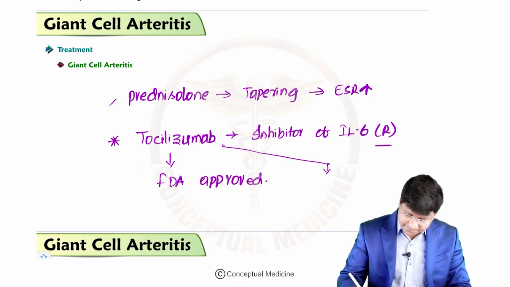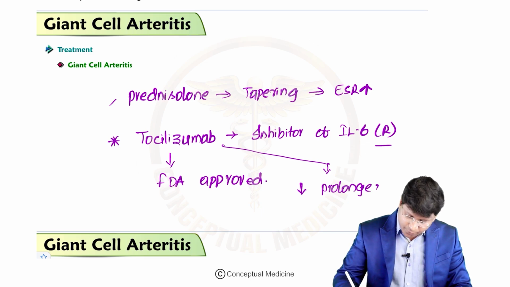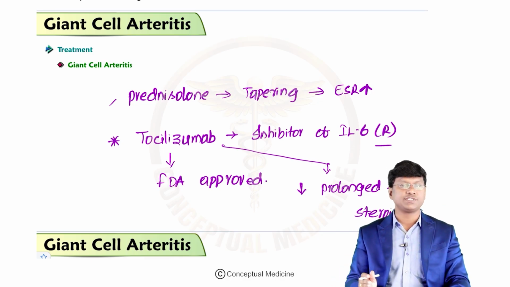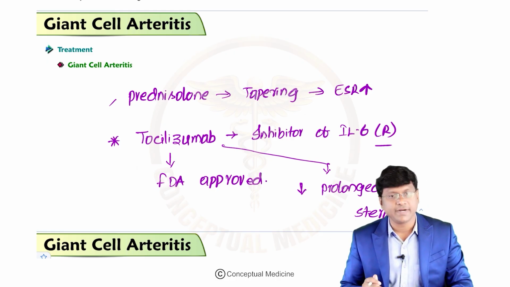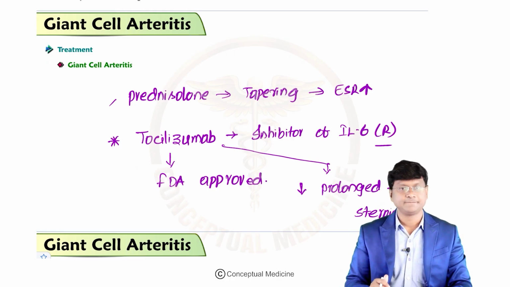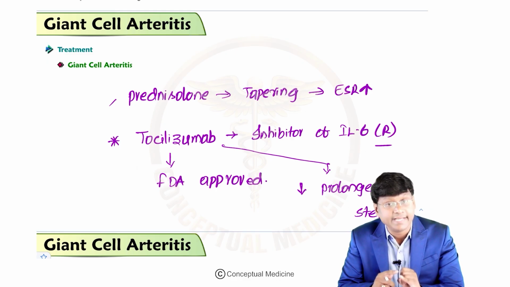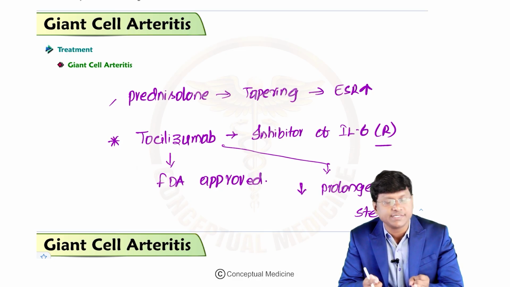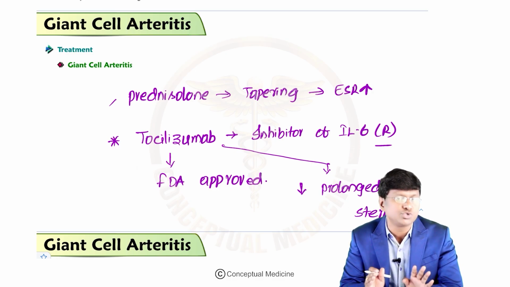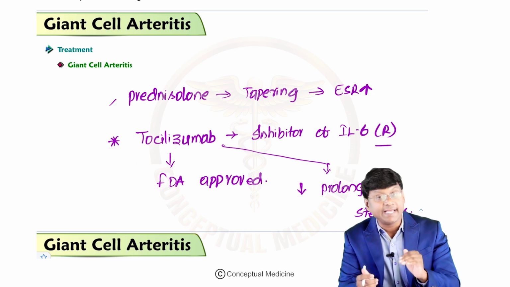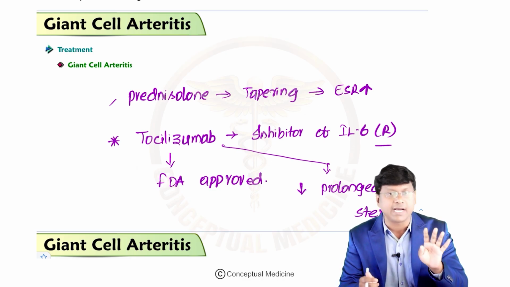The advantage is that this will reduce prolonged use of the steroids, and because of which the adverse effects which are associated with the steroids can be reduced, right? That is the advantage of this particular tocilizumab being added, right? And clinical trials demonstrate that patients with new or relapsing giant cell arteritis with cranial or large vessel involvement treated with both tocilizumab and prednisolone can taper off prednisolone more rapidly and successfully than patients treated with prednisolone alone, right?